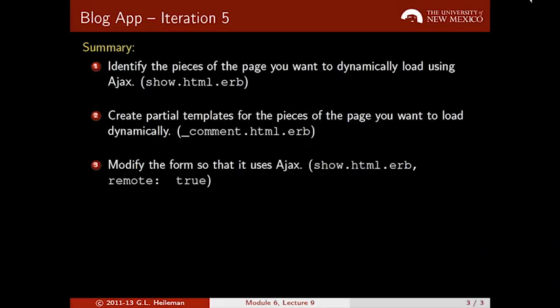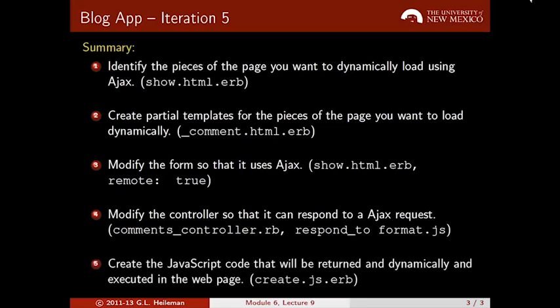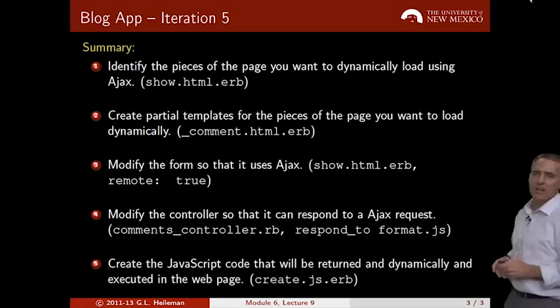Then we're going to modify the form so that it uses Ajax, and I showed you how to do that. The form that's in the show.html.erb file, we're going to add remote true to indicate that this is going to be an asynchronous request. Then we need to modify the controller, in other words, what's on the server side, so that it can respond to that request. And we're going to have to add something called respond to format.js that allows an asynchronous response to be sent back to the browser. And finally, we'll create the JavaScript code that's going to be returned and dynamically executed in the web page. And this is going to be a file called create.js.erb. Let's take a look at how we can do this in Rails right now.